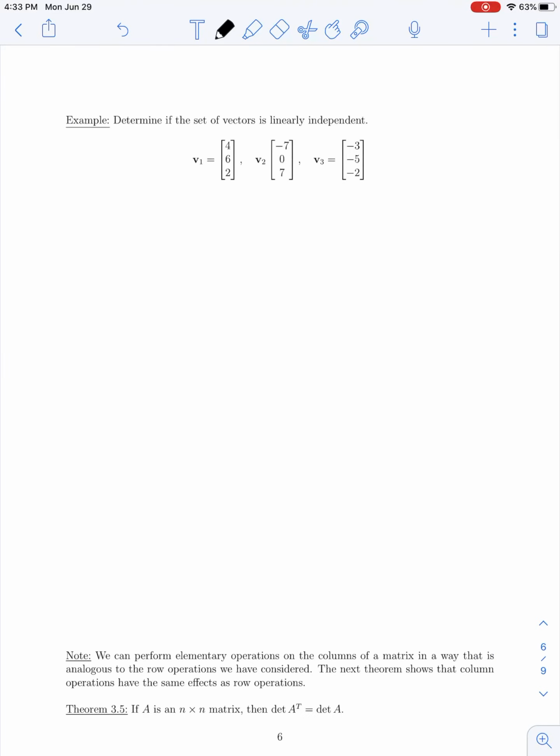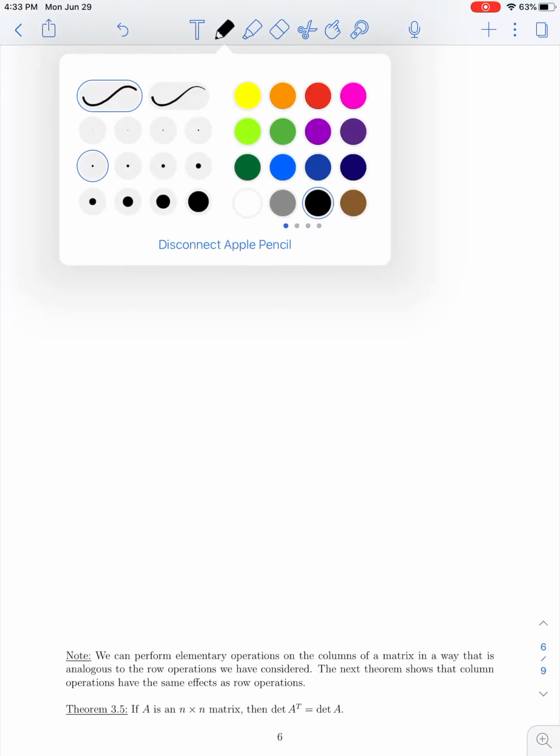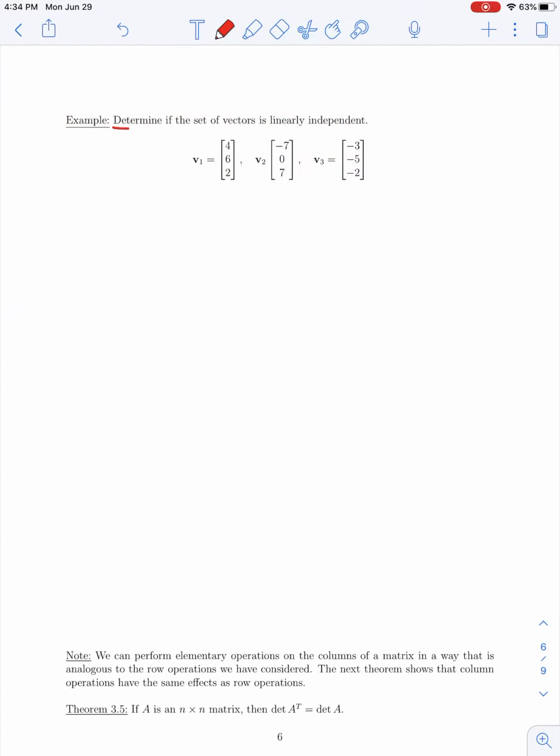So in our next example, let's consider a problem relating back to linear independence or dependence. We've just said that from Theorem 3.4, a set of vectors, which are, say, the columns or rows of a matrix, are linearly independent if and only if the determinant of that matrix is non-zero. So going back to a question that we had looked at in chapter 1, if we ask to determine whether a set of vectors is linearly independent, we can form a matrix A, which has these vectors as its columns.